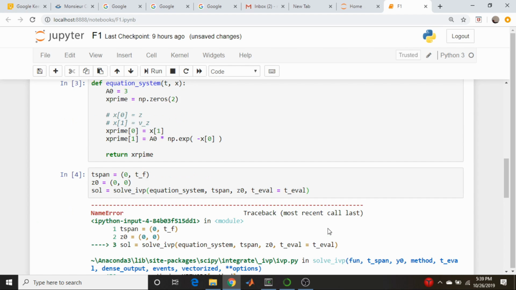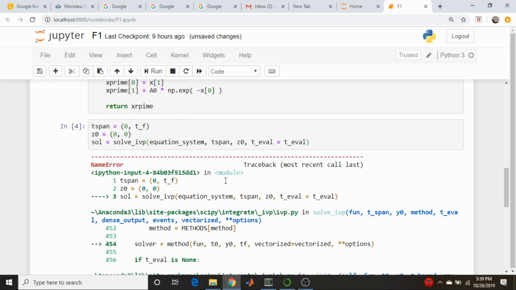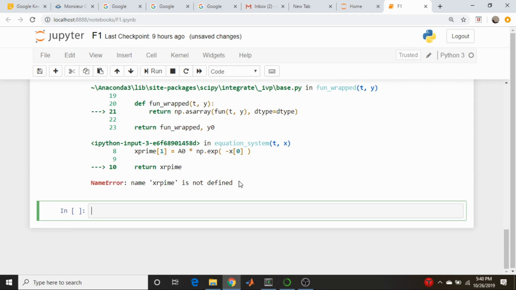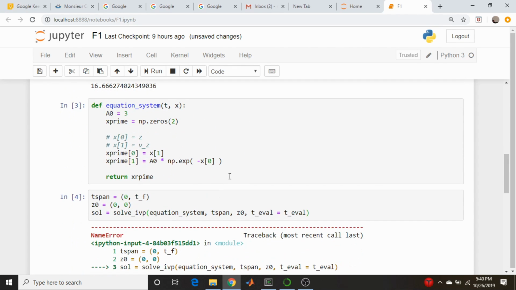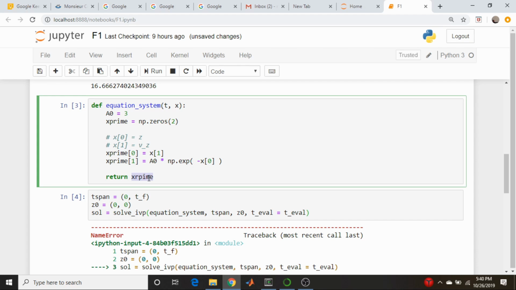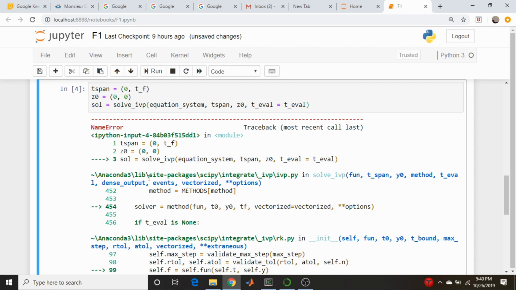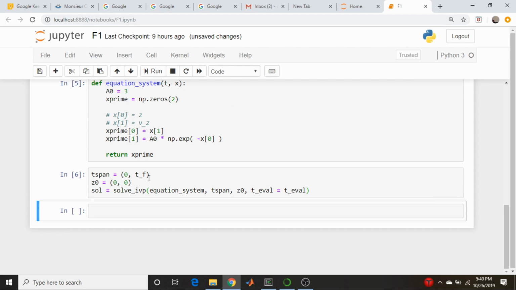Well, you know me, so the odds are, yep, there's some sort of error here. So what's the problem? Where's our x prime? There's probably a typo in the function. Here we are. This should be x prime. So let's run that, and that works. Good. So now we can print the solution object.